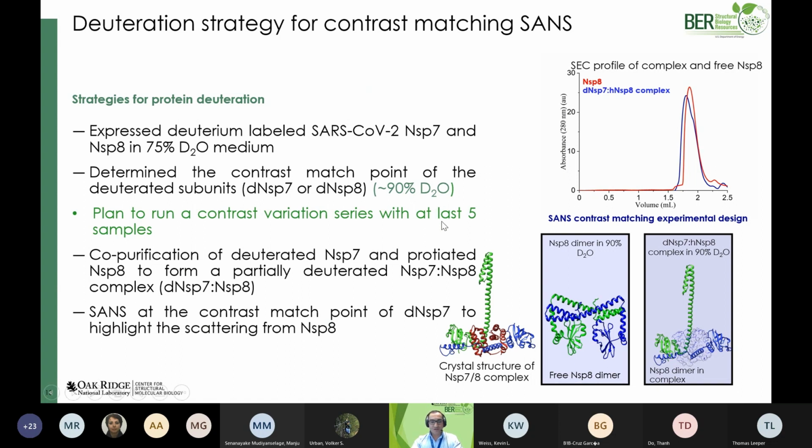And you can use those proteins. In this case here, we co-purify the NSP7, in complex with NSPA. So NSPA was protiated. Sorry, and NSP7 was deuterated. In this case here, the complex is a partially deuterated complex. And then you can go to the contrast match point of the deuterated sample and observe the scattering of the protiated one. So that way we can plan and separate in advance what target you want to study.